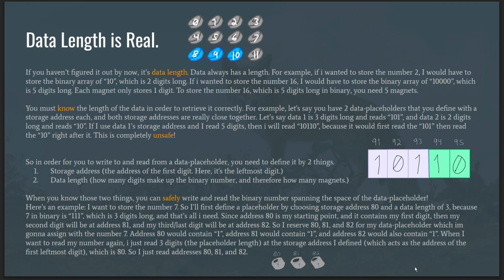For example, if I wanted to store the number 2, I would have to store the binary array of 1, 0. This is binary for 2. It's 2 digits long. If I wanted to store the number 16, then I would have to store the binary array of 1, 0, 0, 0, 0. That's binary for 16. It's 5 digits long. Each magnet only stores 1 digit because each magnet has a polarity, and the polarity defines the digit. So up is 1, down is 0.